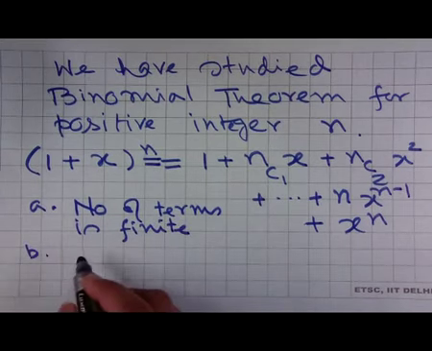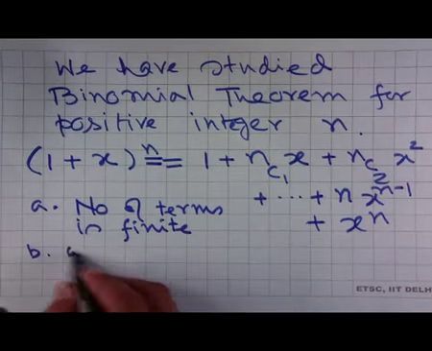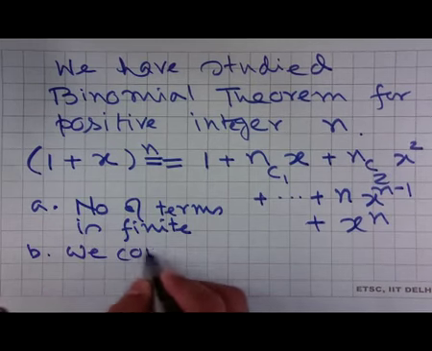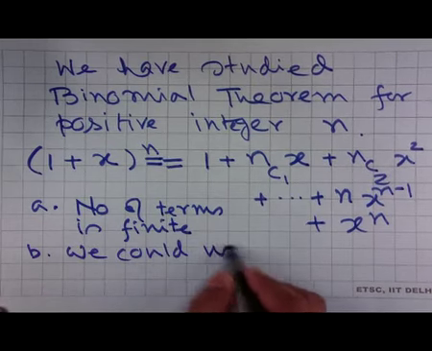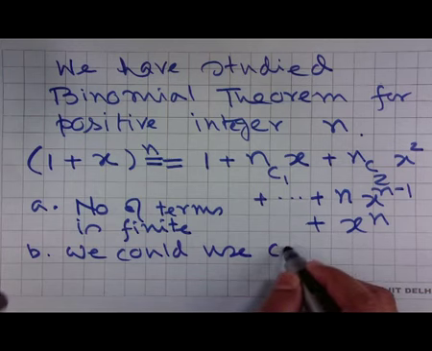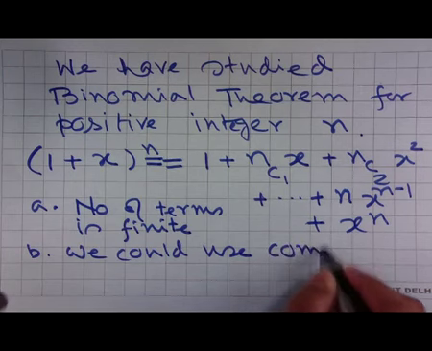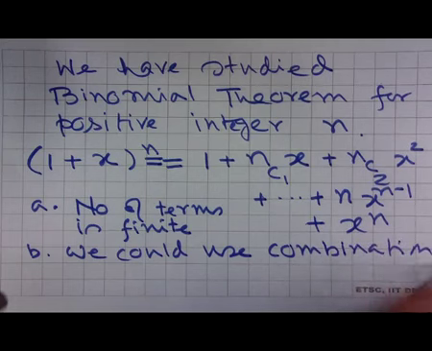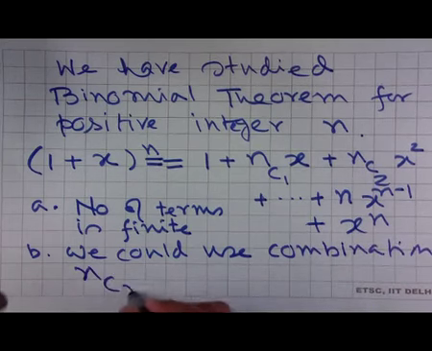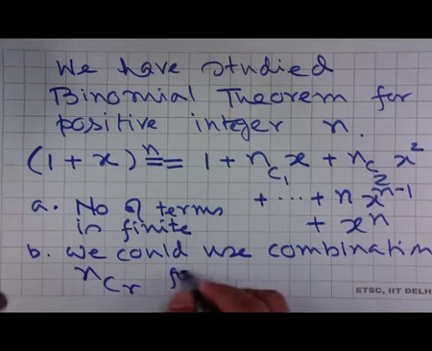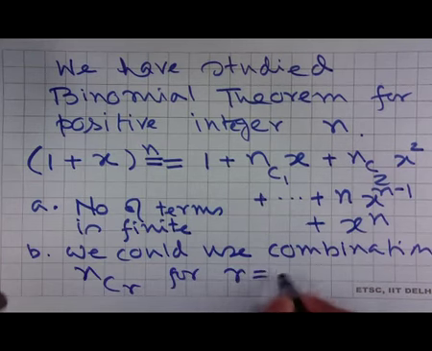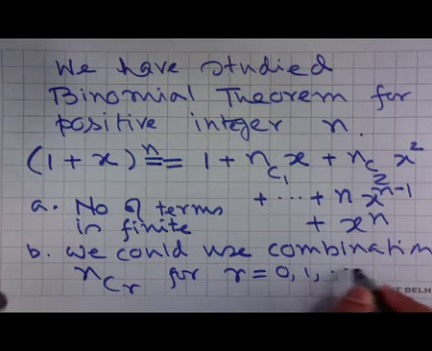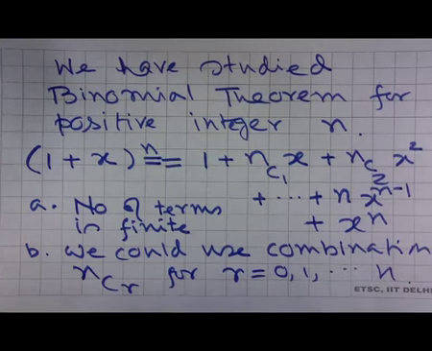And we could use combination nCr for r equal to 0, 1 up to n. We could do these things.